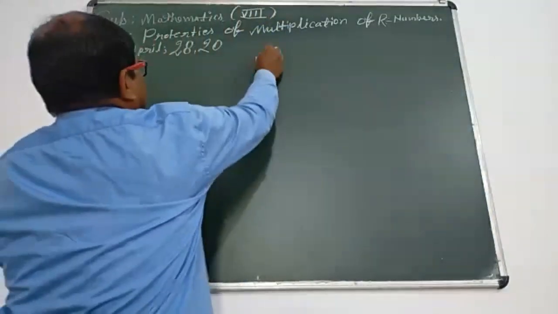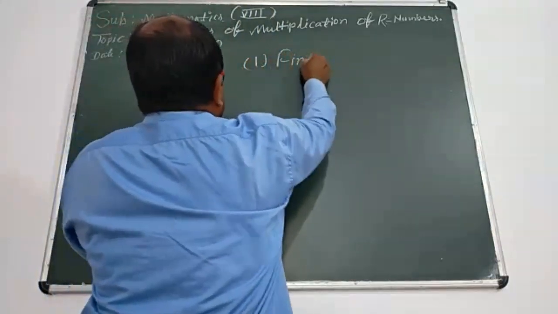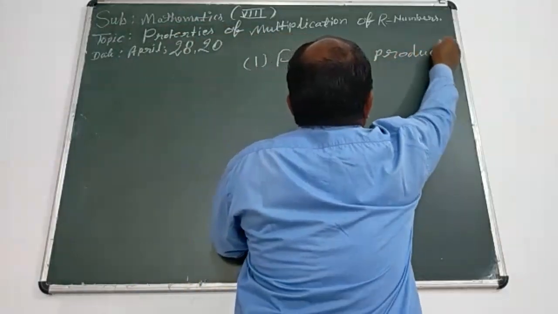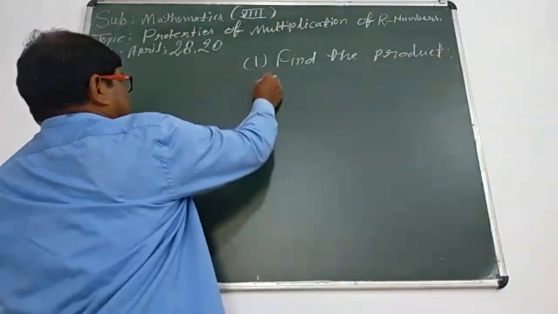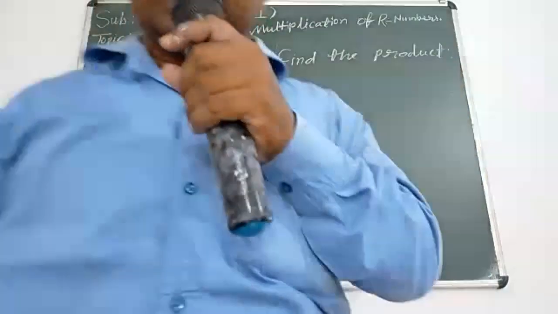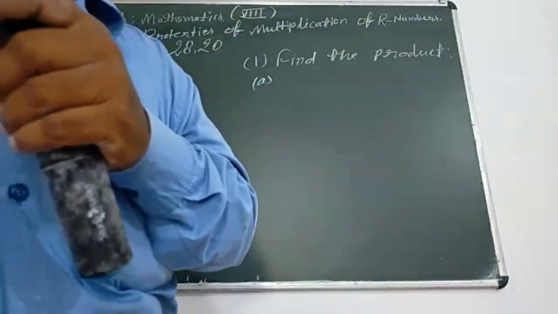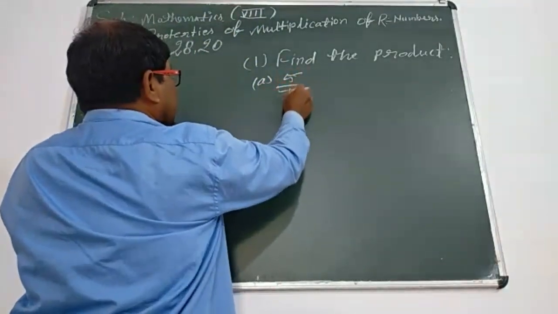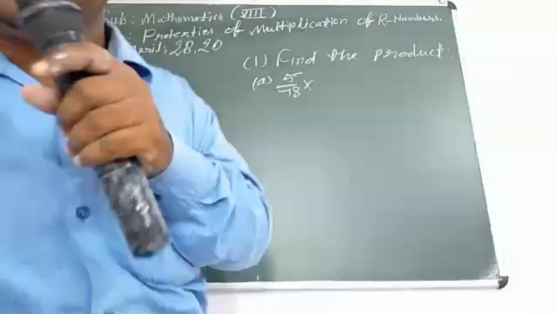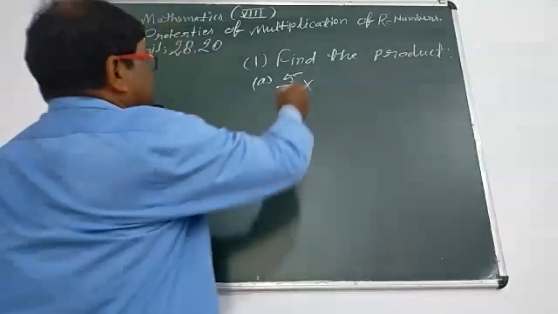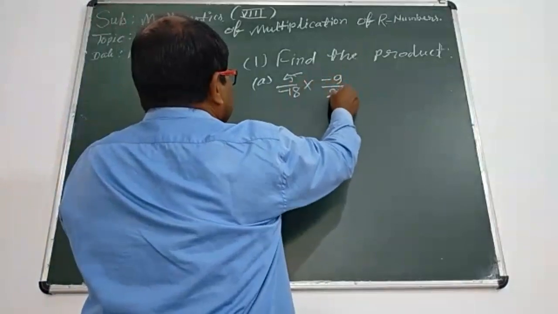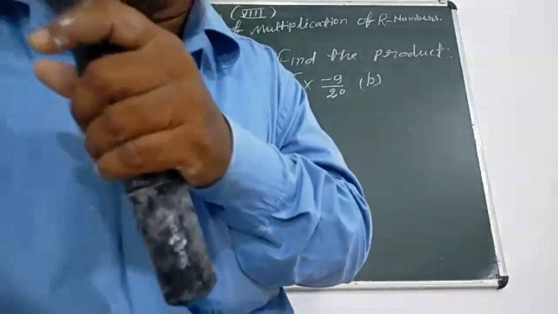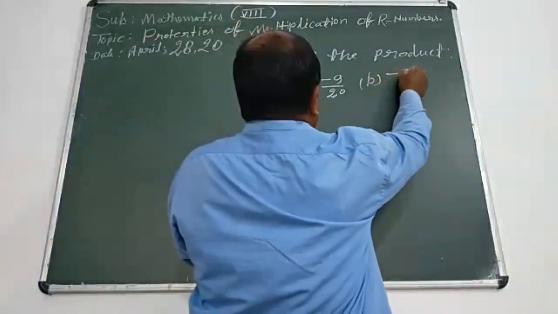First question, very simple. Find the product. A, I am giving you some questions. Find the product: 5 upon minus 18 multiply minus 9 upon 20. Question number B: minus 9 upon 2 multiply 5 upon 4.